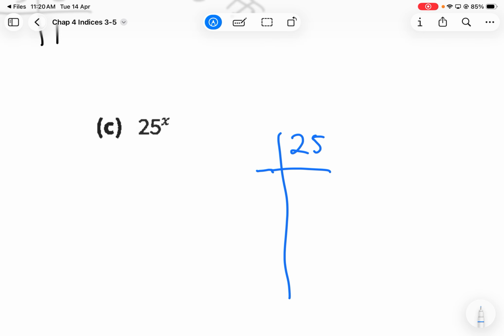Okay, so 25 is the same one. I will always start with the smallest prime number. Try 2, 2 cannot. Try 3, 3 cannot. Try 5. Okay? Then 5, 5, 5, 1. So 25 can be written as 5 square.